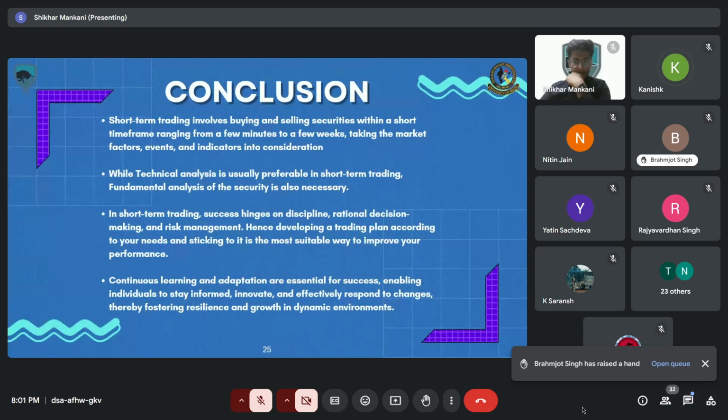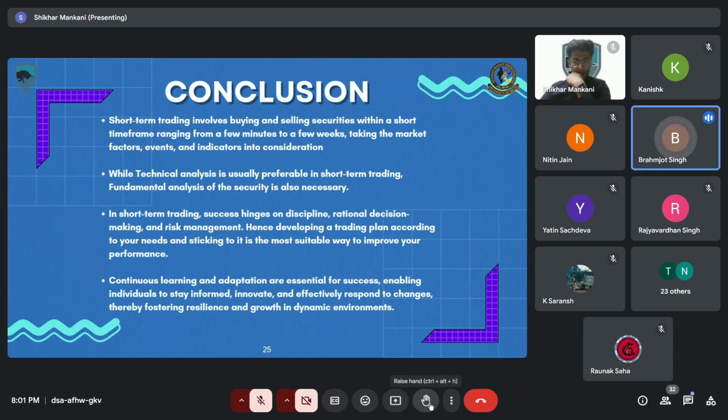Yes, Puramjot. Will this PDF about all those candlestick patterns and other things be provided in the group? Yes, yes, we'll share it.